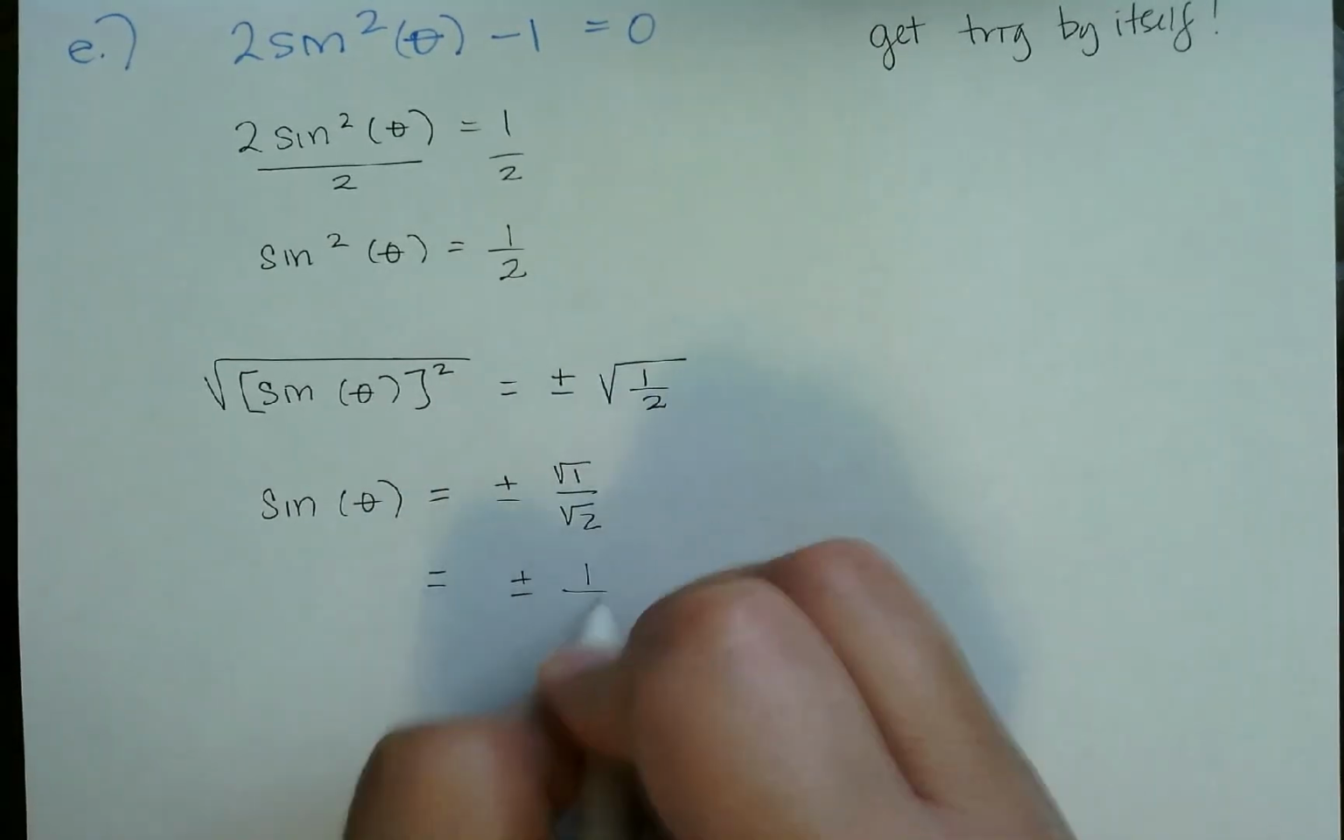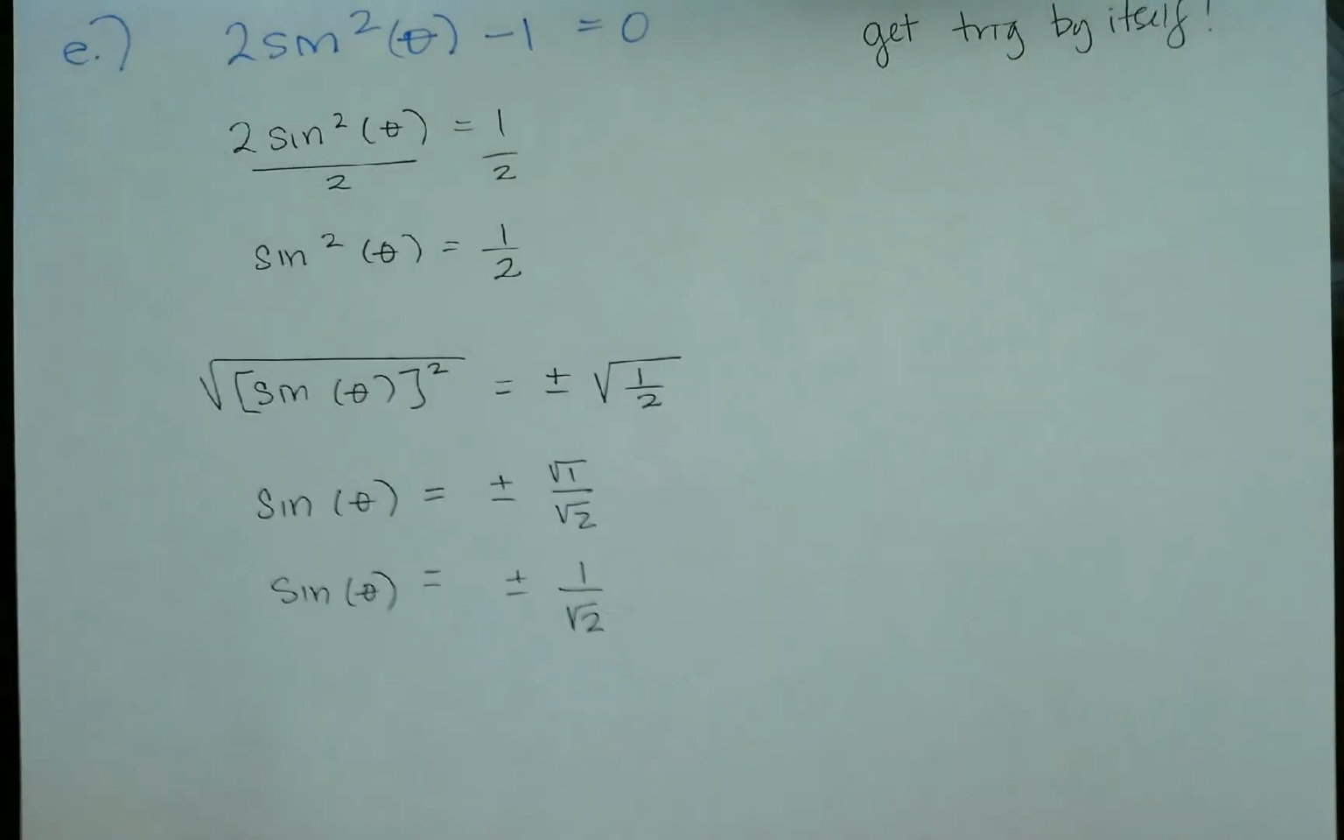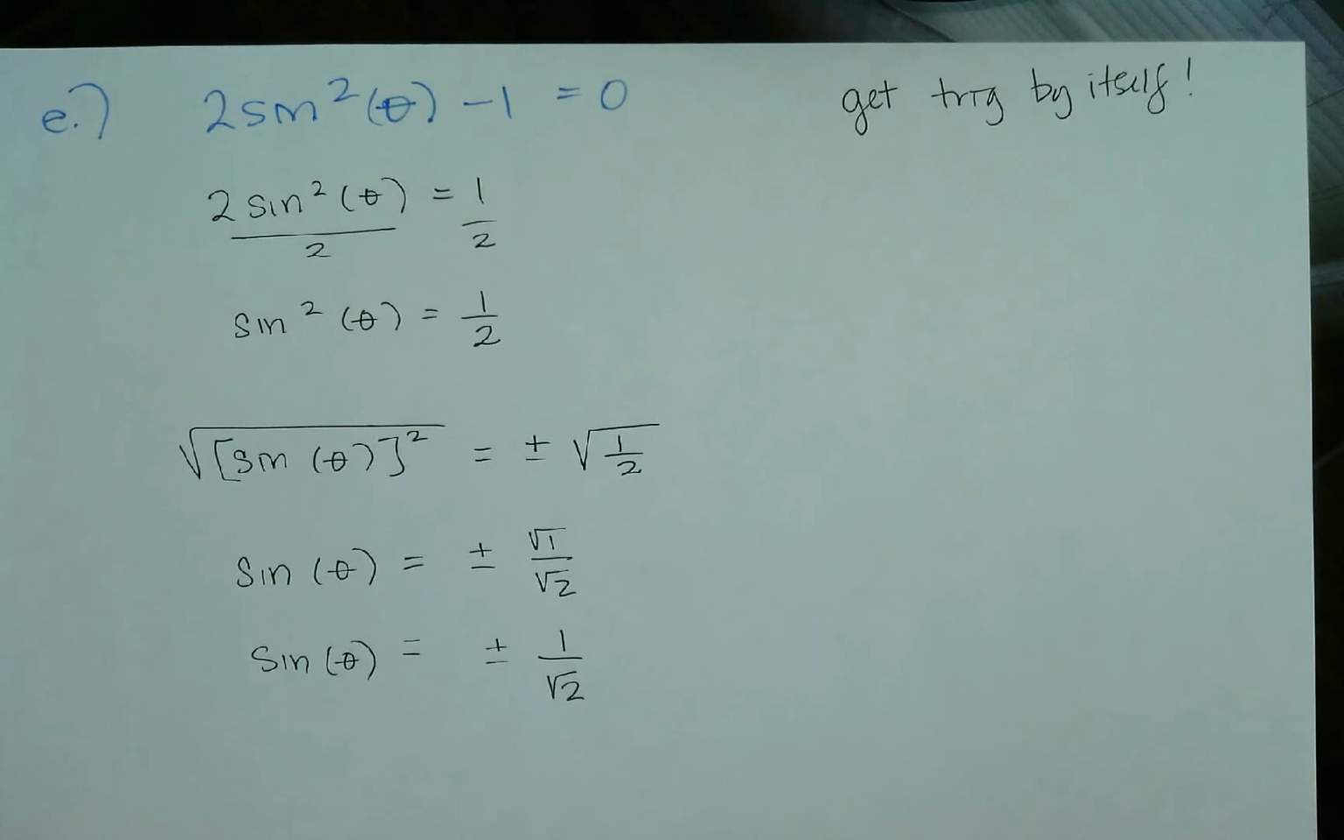Okay, so we got the trig function by itself. That's what you want to do first before you head to that unit circle. Added 1, divided by 2, and then I square rooted both sides. Don't forget, when you square root both sides, you have that plus or minus. And then I simplified square root of 1. Square root of 2 doesn't simplify. You might be looking at that number like, crap, 1 over square root of 2, that's not on the unit circle.